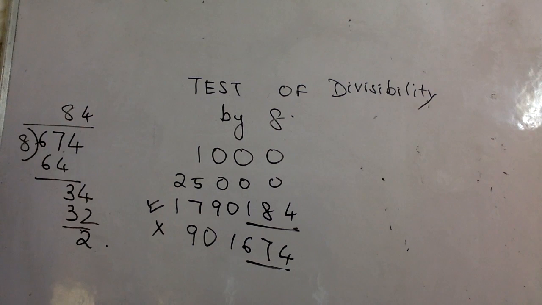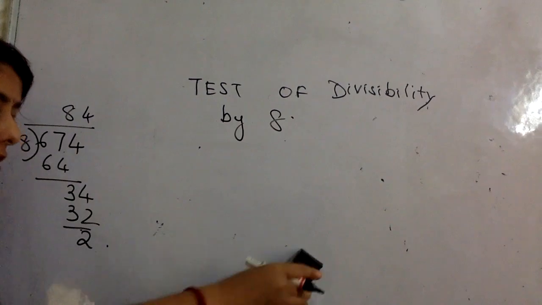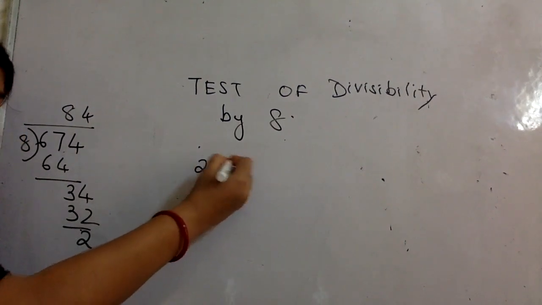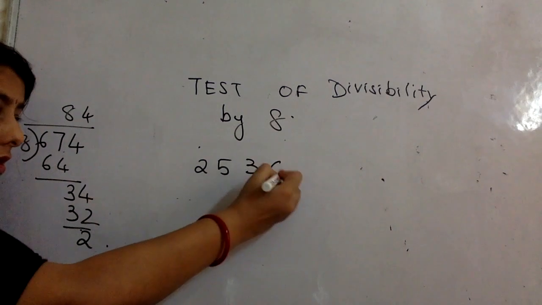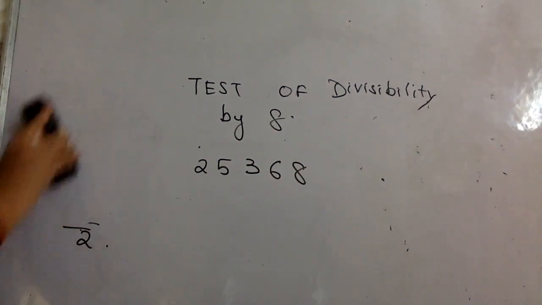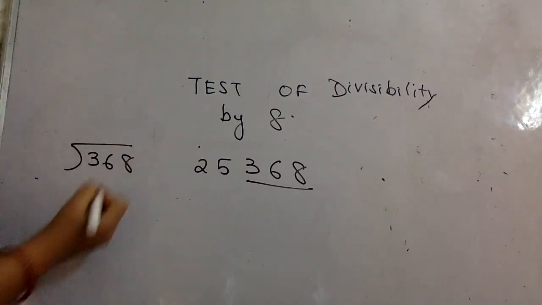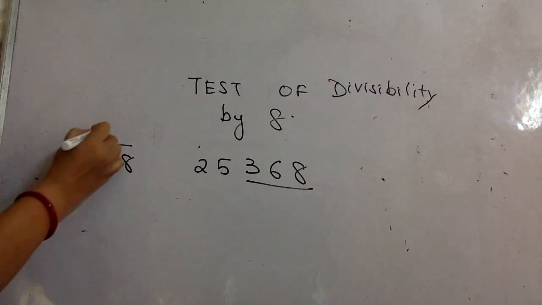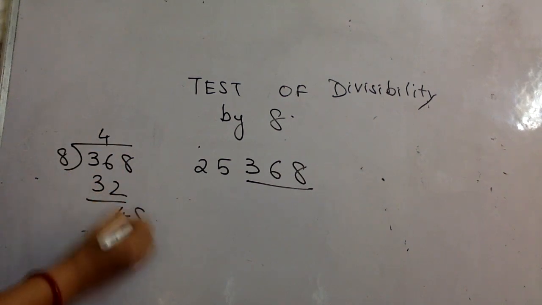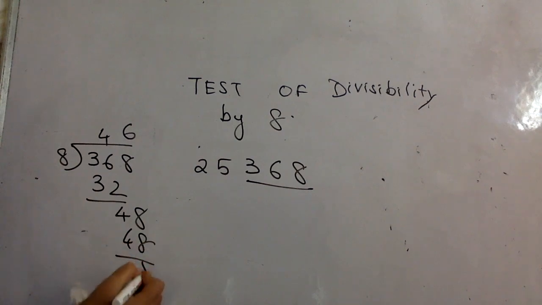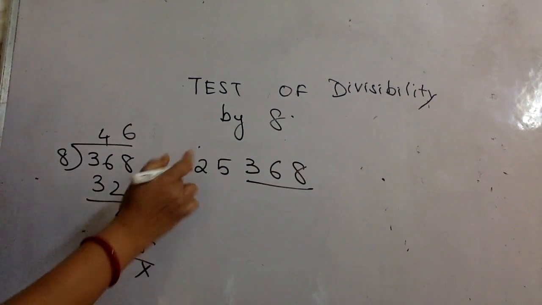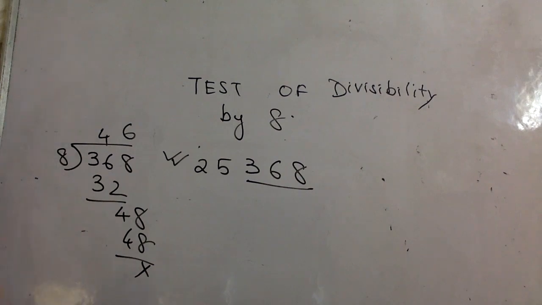Okay, we'll take another number. Let's take 25368. This is the last number we are taking up for the test of divisibility by 8. 2, 5, 3, 6, 8. Now again we'll check only these last three digits, 368. See, three small divisions we are doing in each case. So this is by 8: 8 4s are 32, 48, 8 6s are 48, remainder 0. So this number is definitely divisible by 8.